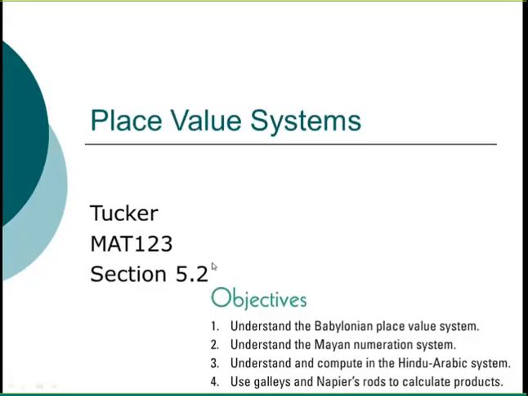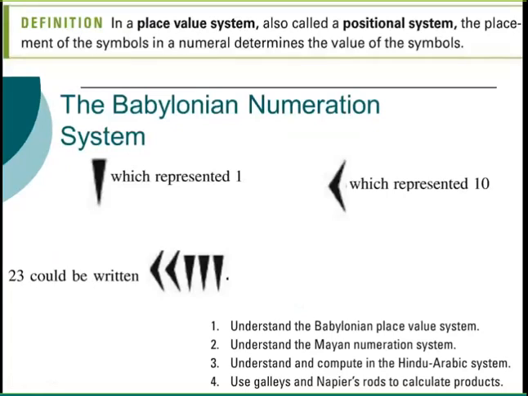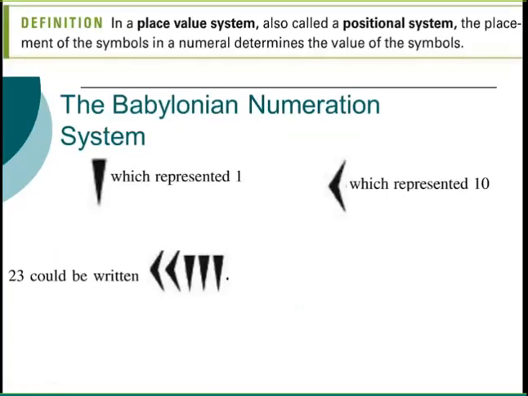All right, class, in this lesson we're going to take a look at section 5.2, which is place value systems, and we're going to take a look at the Babylonian numeration system. In a place value system, it's also a positional system. It's what we have with our base 10 system. The placement of symbols in a numeral determines the value of the symbols.